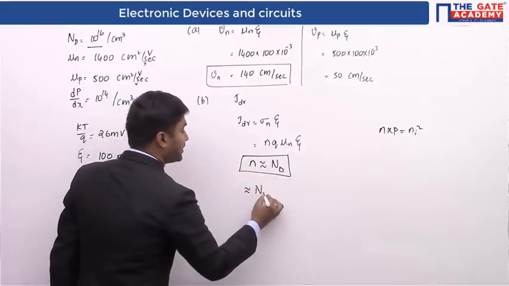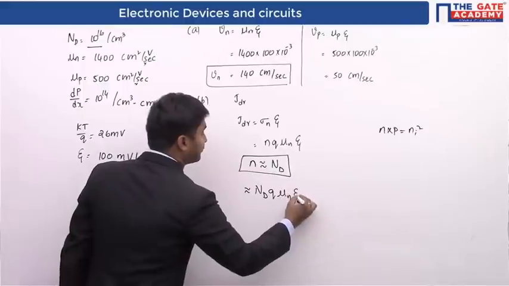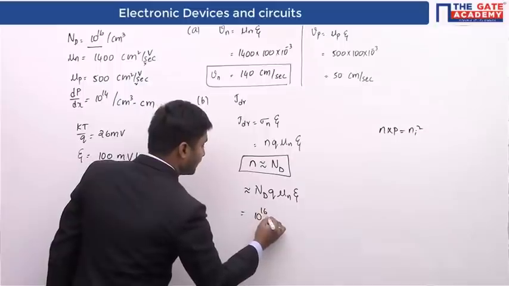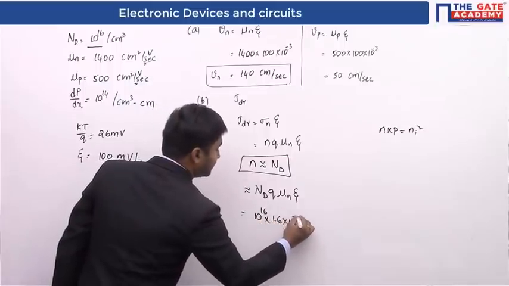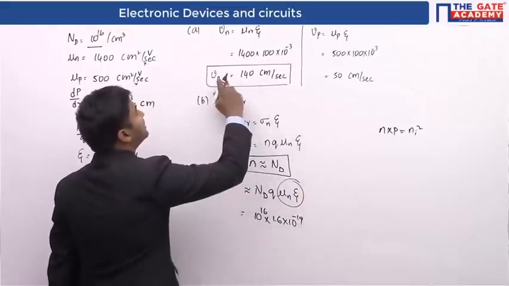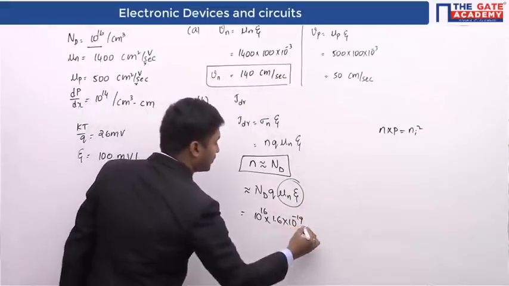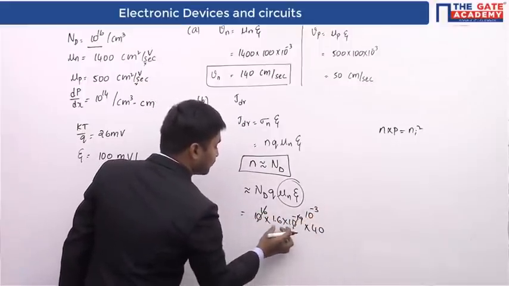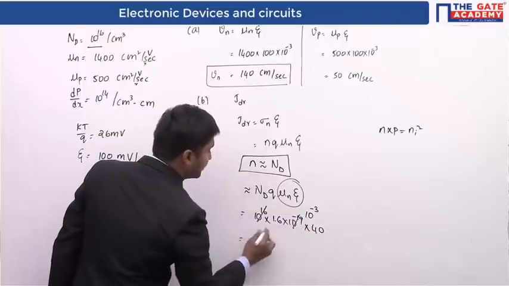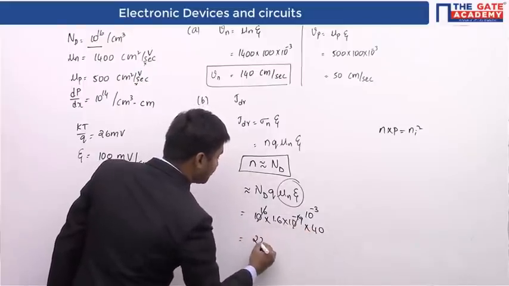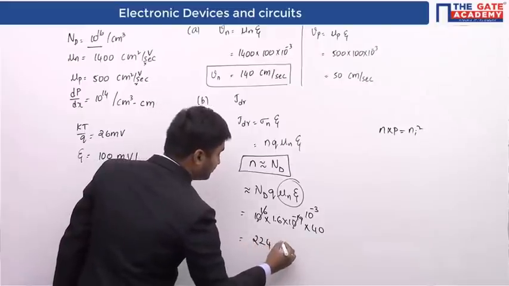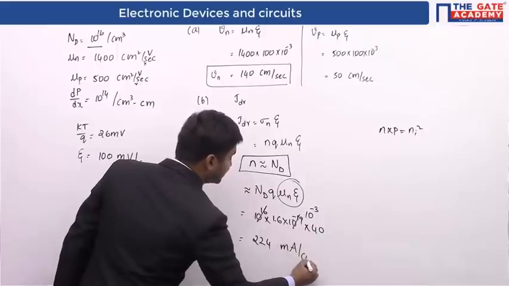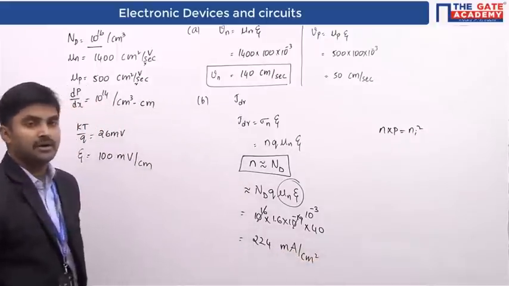We will have Nd q mu n multiplied by the electric field. What is Nd? Nd is going to be 10 power 16. q is 1.6 into 10 power minus 19. Mu n multiplied by electric field is nothing but the drift velocity, which is 40. So this is 10 power minus 3 times 1.6 multiplied by 40. What is the value of 1.6 multiplied by 40? 224. And what is the unit? Milliampere per centimeter square.